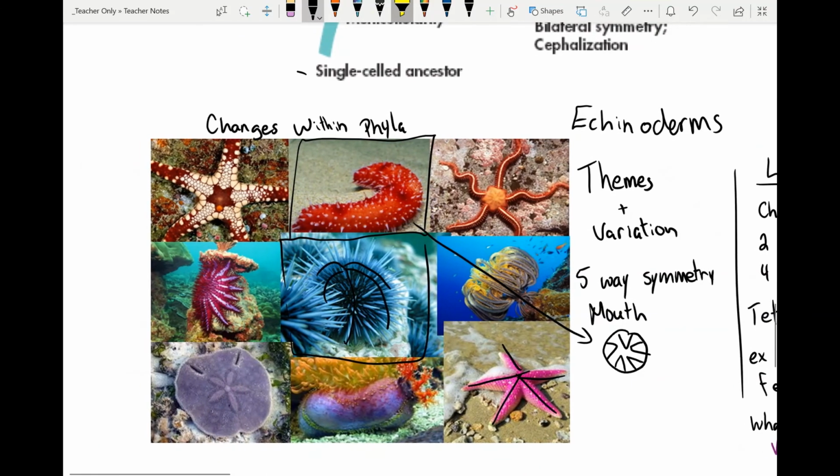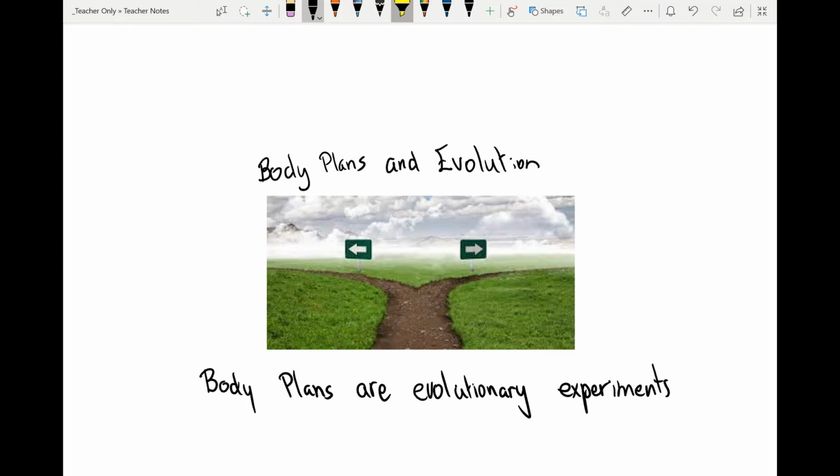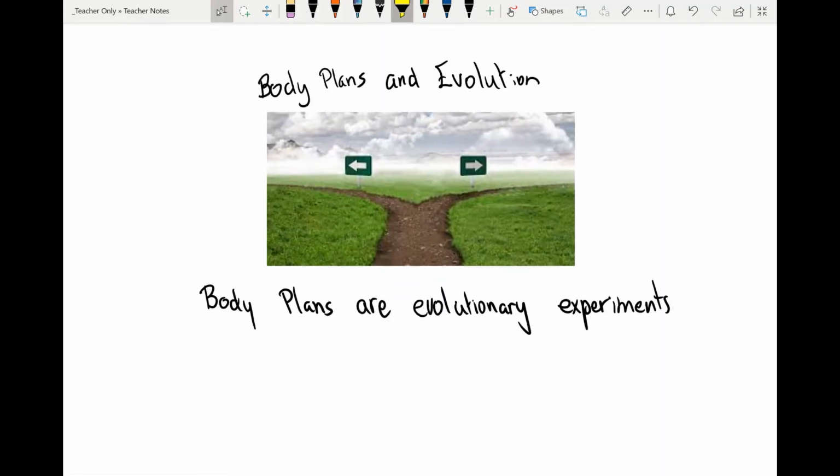The last thing I want to talk about, just to keep the time down on this, we're approaching 12 minutes, is finally body plans and evolution. So what you can think about this is, body plans are evolutionary experiments. Basically, it is a way that evolution can test out different things. And this is still the same as what we talked about before. This is based on random variation.